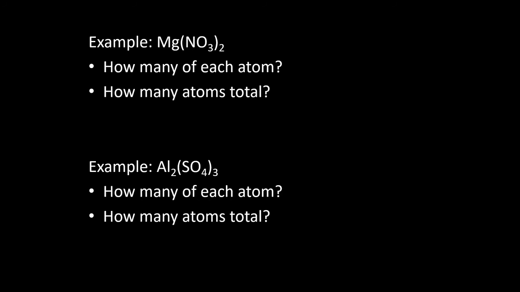We have some examples here of two different molecules. And what I'd like you to do is pause the video at this point and see if you can answer the questions here. Both of the questions are the same for the two different molecules. What you're trying to figure out is how many of each individual atom exists in those molecules, and then the total number of atoms. So go ahead and pause the video and try to work that out on your own, and then we'll come back and I'll work it out with you.